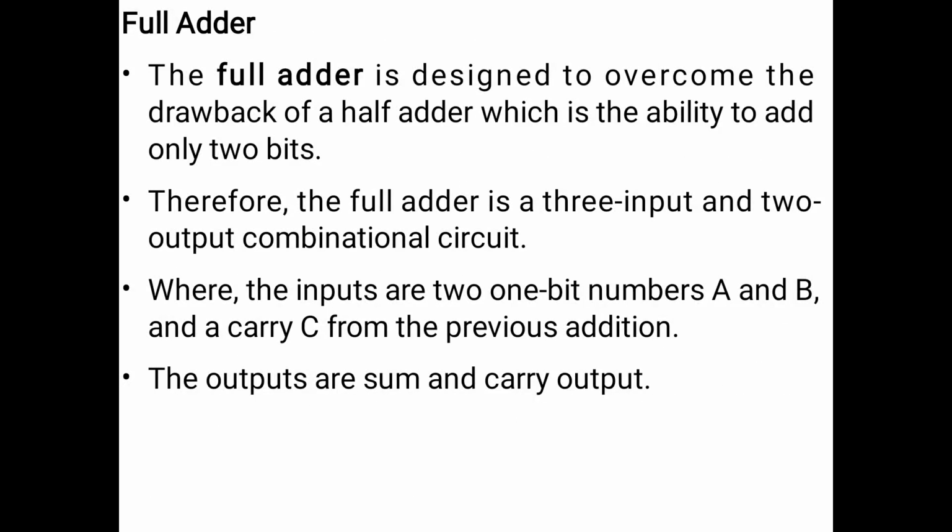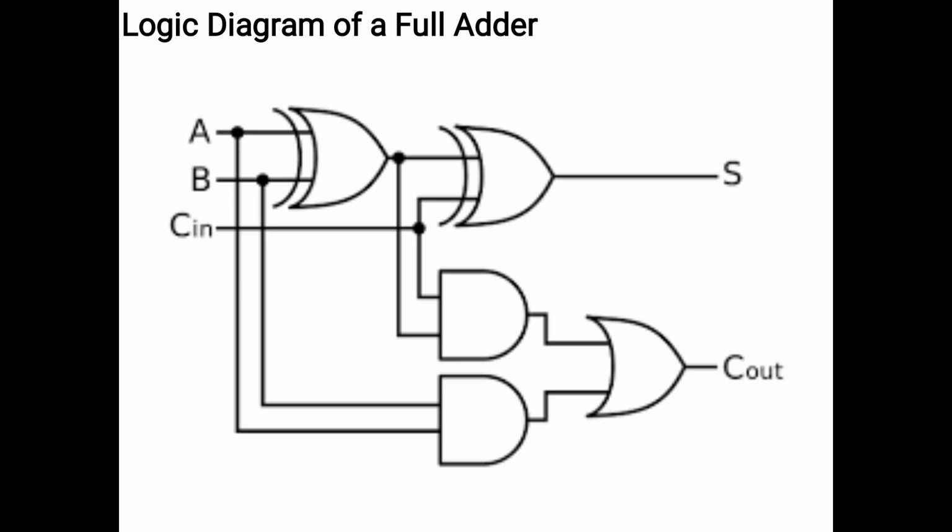Full adder. The full adder is designed to overcome the drawback of a half adder, which is able to add only 2 bits. Therefore, the full adder is a 3 input and 2 output combinational circuit. The inputs are two 1 bit numbers A and B and a carry from the previous addition. And the outputs are sum and final carry output. So this diagram represents the logic diagram of a full adder with A, B as inputs and C in as the carry input and sum and C out as the outputs.